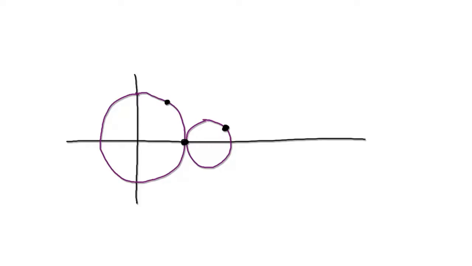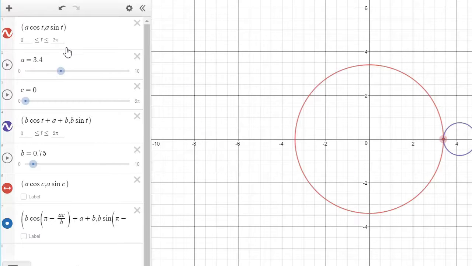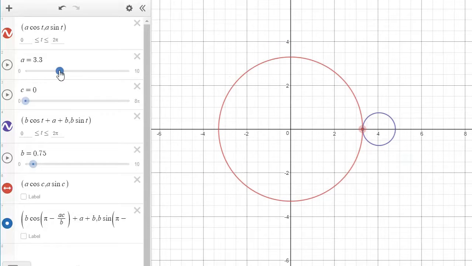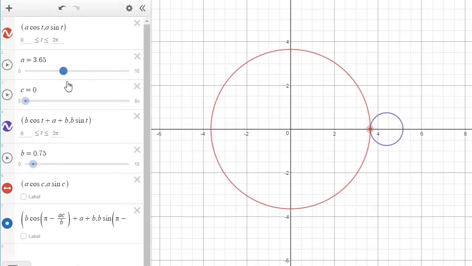So you've got two circles, one of radius A, and you've got the other circle of radius B. Both particles start right here. So let me just press play. Oops, wrong one. Bear with me. Let me just press play. There. So you've got the particle on the big wheel spinning around, and this one here spins in the other direction. So we're going to use parametric equations to model this.